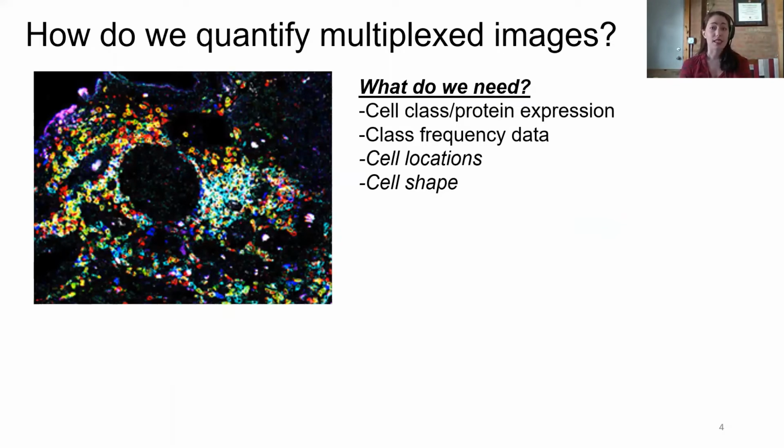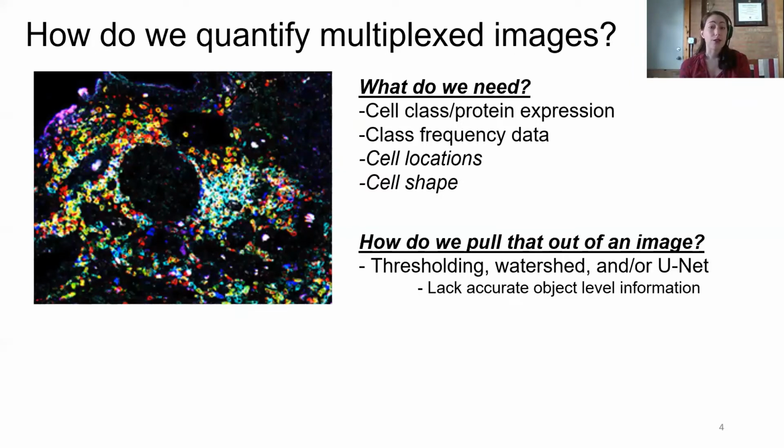So we need cell class and protein expression and the class frequency data. That's information that we could pull out of a non-spatial technique, but we also want to do spatial mapping. So we want to pull off the cell location, cell shape, and other morphological features. So how do we pull that out of an image?